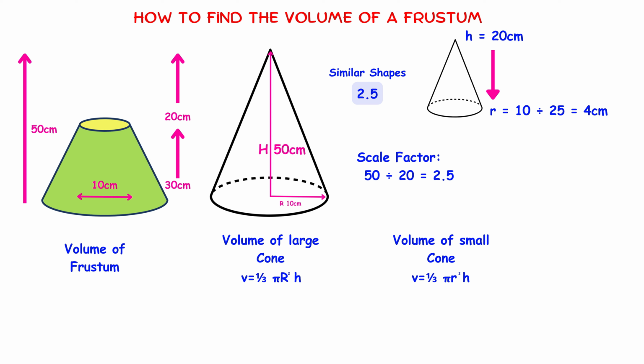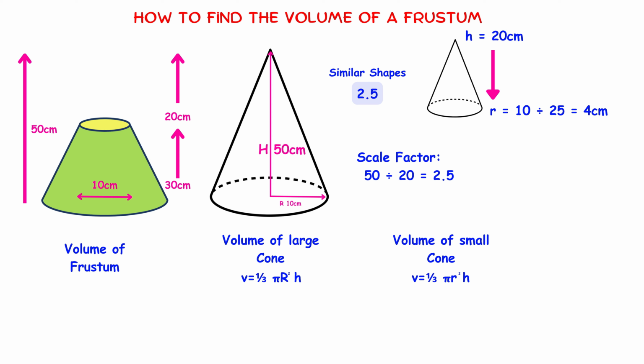Now to work out the radius of the small cone, we have to think of the large and small cones as similar shapes and find out the scale factor between them, because if we know how many times smaller the small cone is than the larger one, we'll also know how many times smaller the radius is. To find the scale factor, we can do the large cone's height of 50 centimeters divided by the small cone's height of 20 centimeters, which gives us 2.5. So we now know that the small cone is 2.5 times smaller than the large cone, and so to work out the smaller cone's radius, we just do the radius of the big cone, the 10 centimeters, divided by the scale factor of 2.5, which gives us 4 centimeters as the radius of the small cone.